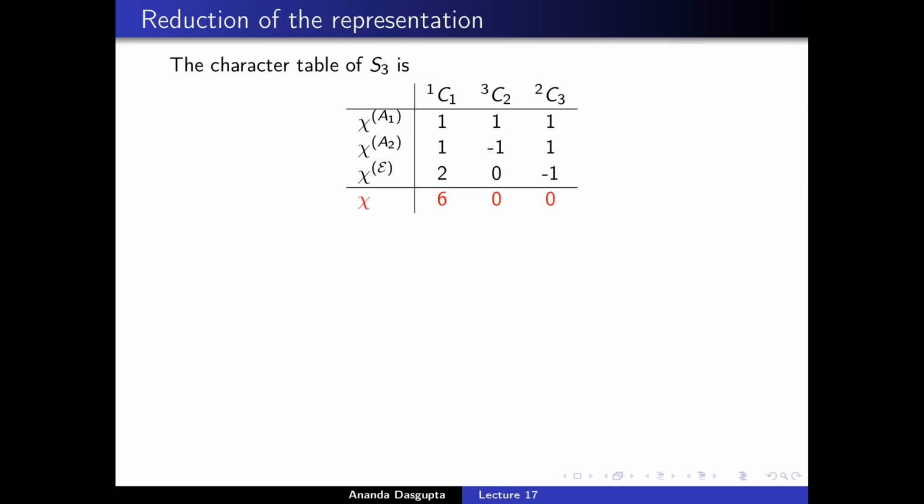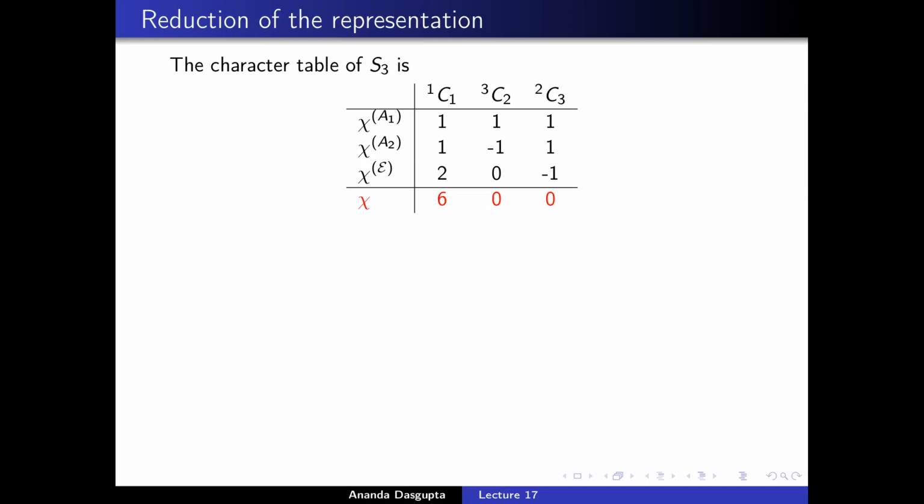And we know that the regular representation contains each and every irrep as many times as its dimensionality. That is, A1 and A2 will occur once, and E, being a two-dimensional representation, will occur twice. And that brings up this entire 6 dimensions that we want here.